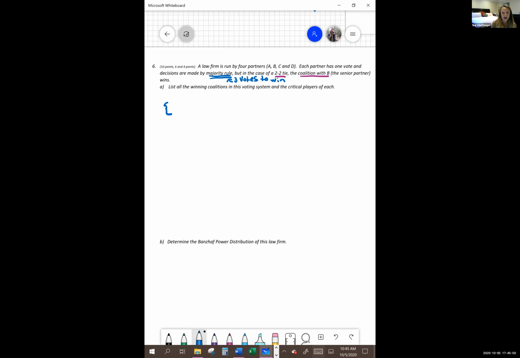If we just had player A, they would not win. If we have A and B, that would be a tie with C and D. If that is a tie, we said that a tying coalition would win with B. So A and B is a winning coalition. Order doesn't matter here. It would also be winning if A, B, and C were there. It would be winning if A, B, C, and D were there.